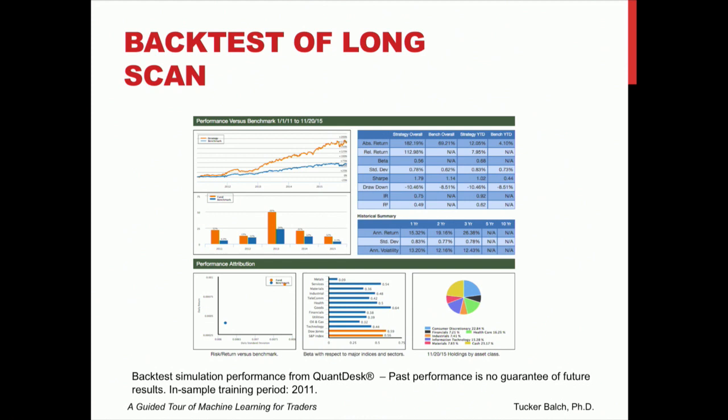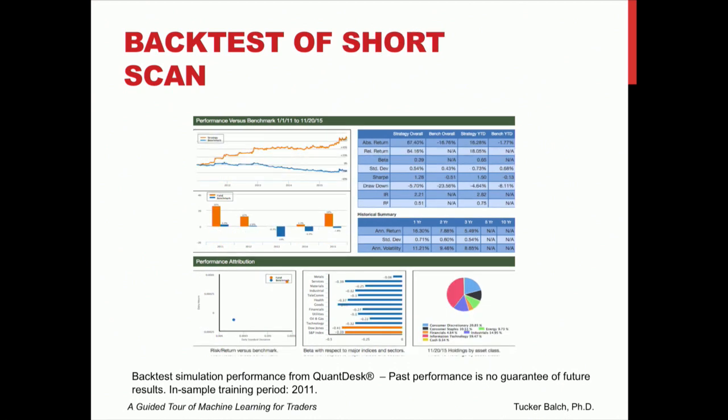We automatically exit after 20 days. So each day we're exiting our five oldest positions and entering five new positions. So that's the long side. We repeat that for a short strategy. Now, as you may know, if you're a quantitative person, it's really hard to find short strategies.